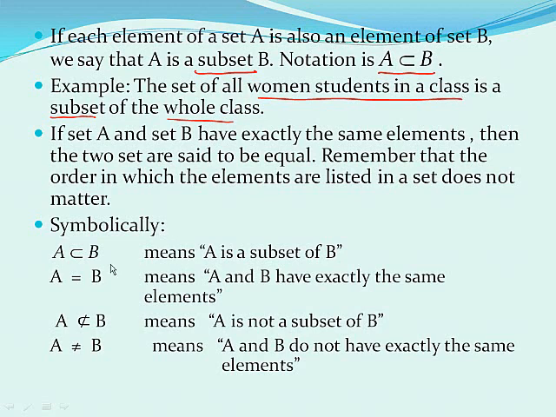We have the following notations: A is a subset of B. A and B are equal. That means both A and B have the same elements. A is not a subset of B. So that means A contains some element which is not listed in B. A is not equal to B. So that means A and B do not have exactly the same elements.